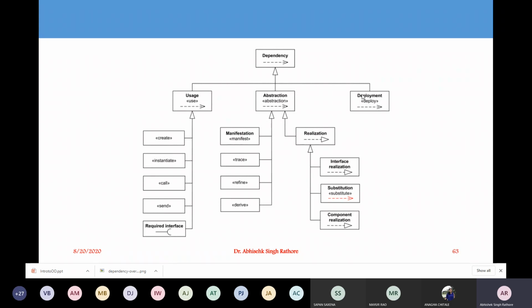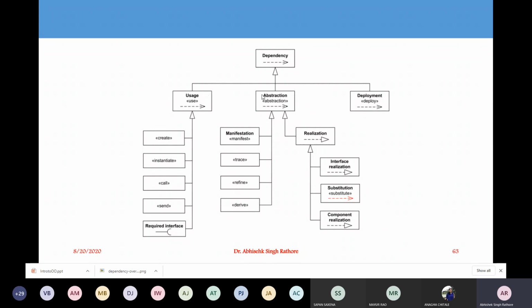I will not go into much detail, we'll cover this on a later part, but just consider some relationships here. What is the usage relationship? Usage is a dependency in which a named element, the client, requires another named element, the supplier, for its full definition or implementation. So we require the supplier for the existence of this client, the dependent entity.